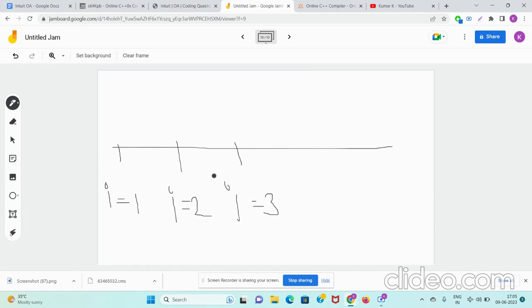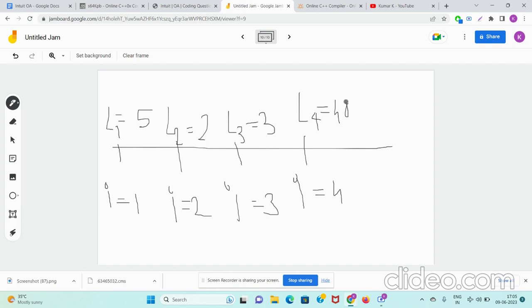So let's say the LHS at this point is 5. LHS at this point is 2. LHS at this point is 3. LHS at i equal to 4, what is the LHS? L4 is equal to 40. And say the LHS at i equal to 5, L5, is equal to 5.